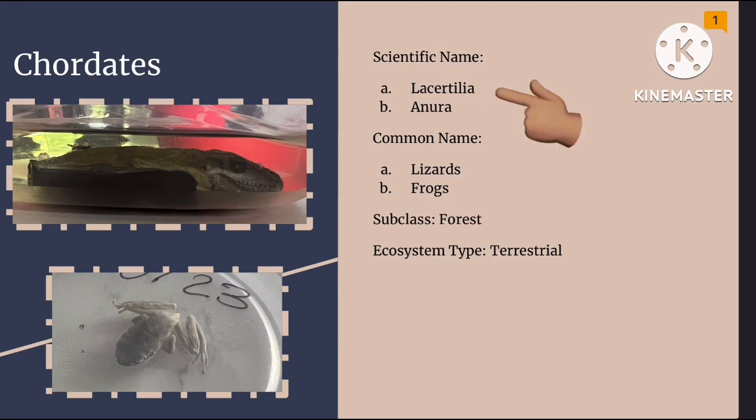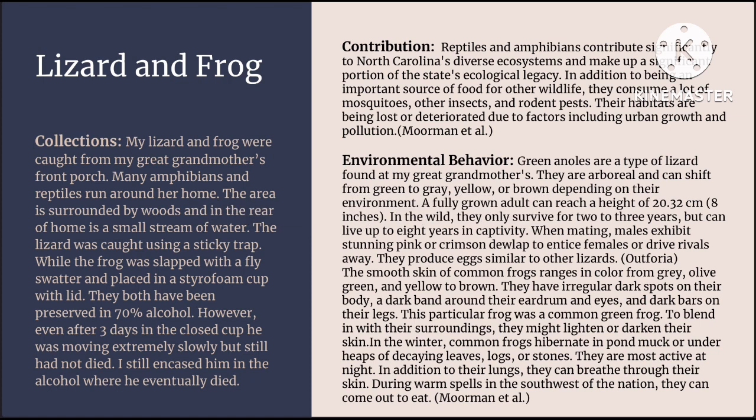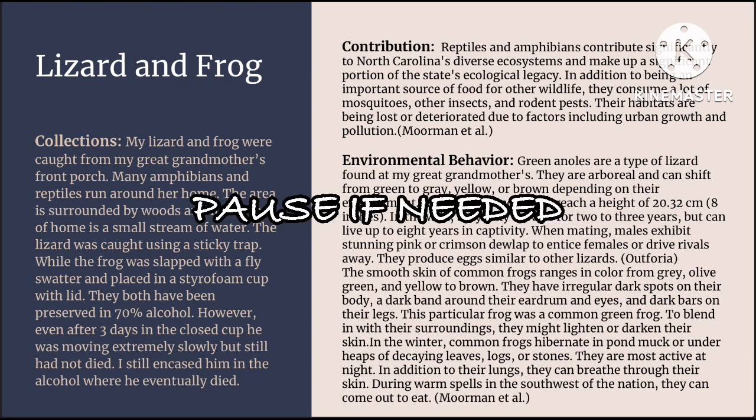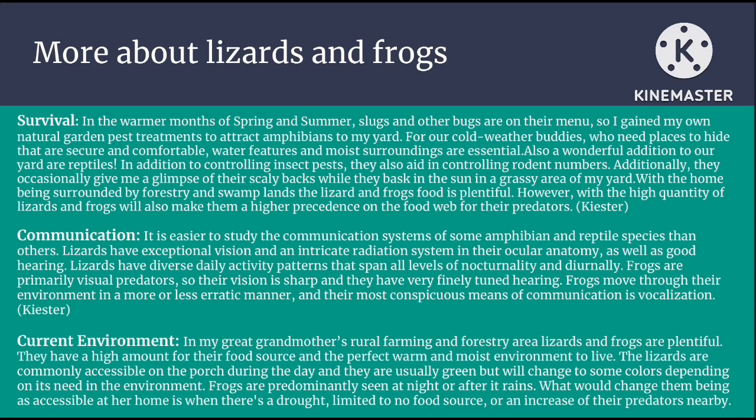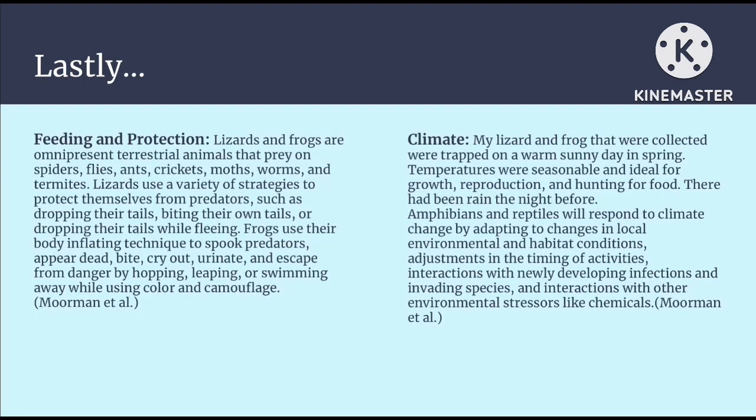Their scientific names are Lacertida and Anura. These organisms can be found in terrestrial forests. I found Henry and Jack on my great-grandmother's front porch. Lizards and frogs are essential for controlling insects, pests, and rodent numbers. Their food is plentiful, but they also have higher priority for their predators on the food web. Fun fact, my mom is actually terrified of frogs, so it was difficult to bring this inside my house to record and study. This was fun actually.